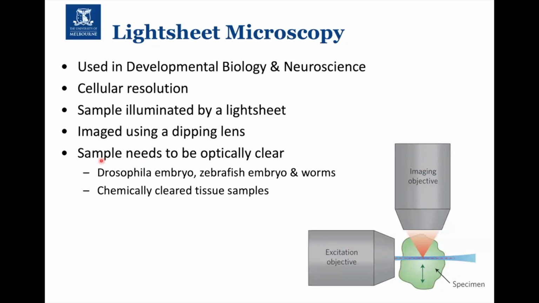The downside is that the sample needs to be clear. So these specimens can be anything up to like a centimeter in size. We regularly do mouse or rat brain imaging here, so we can image a whole model organism brain if you want. Commonly, they're used, as I said, for developmental biology, so looking at embryos of things like zebrafish or Drosophila, worms, things that are essentially optically clear already. If you're putting a piece of brain or whatever in there, then we have to go through and chemically clear that tissue.